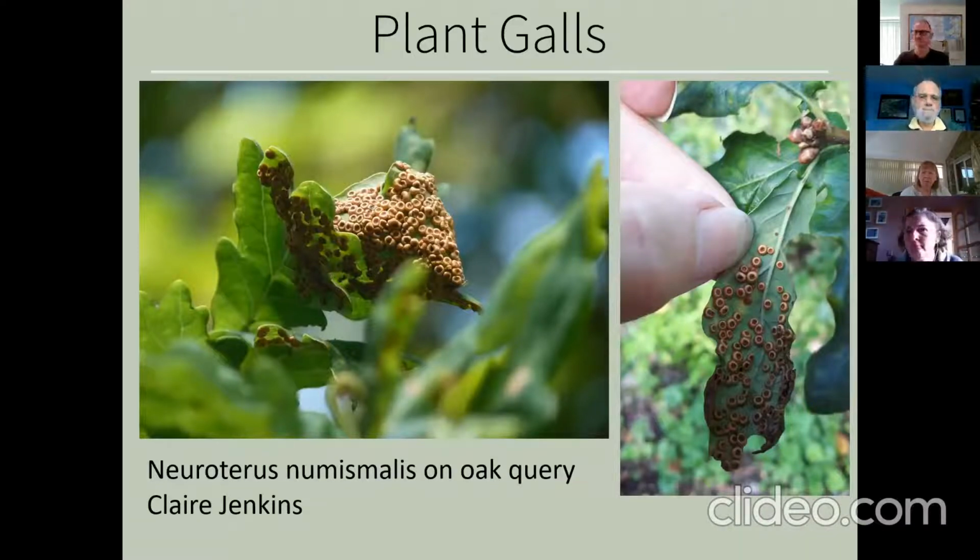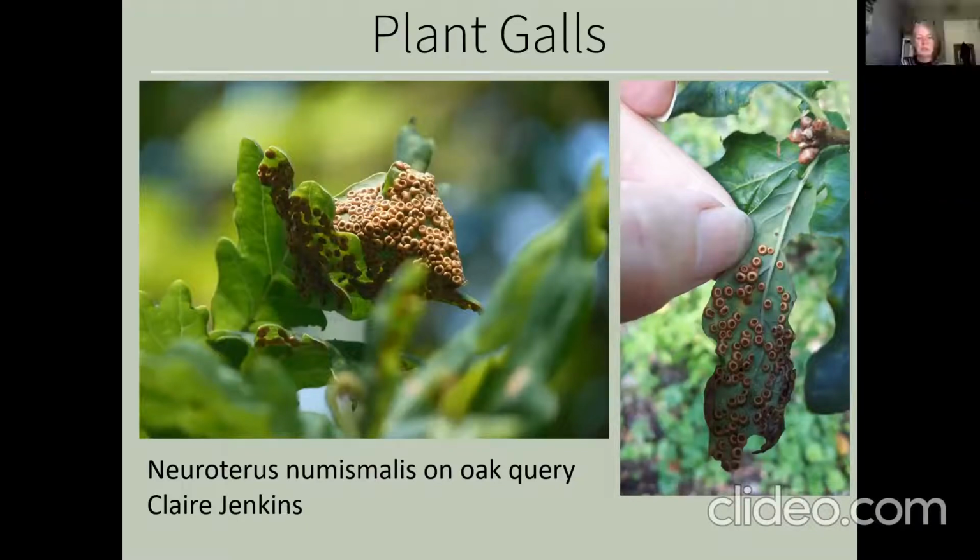So the first photograph that Ben's put up is something that's very prominent just now. This is typical of it, the silk button gall, so-called because it's like a circle of golden hairs. It's a really beautiful gall, and it's caused by a little gall wasp called Neuroterus numismalis. And the leaf on the left is typical of the very heavy infestation that you can get.